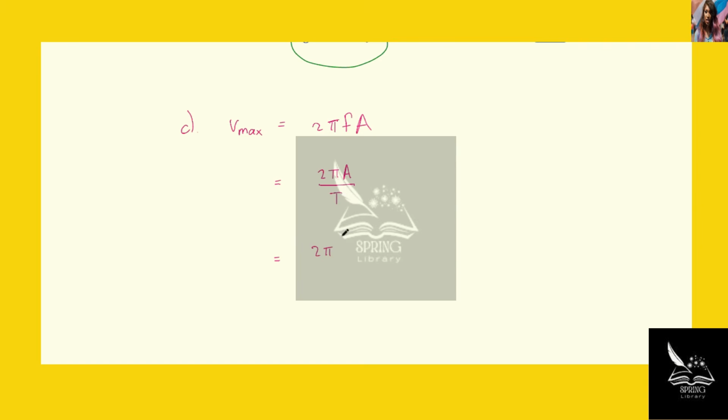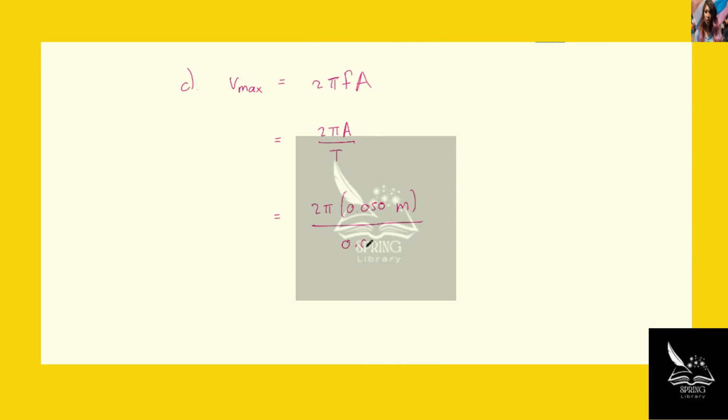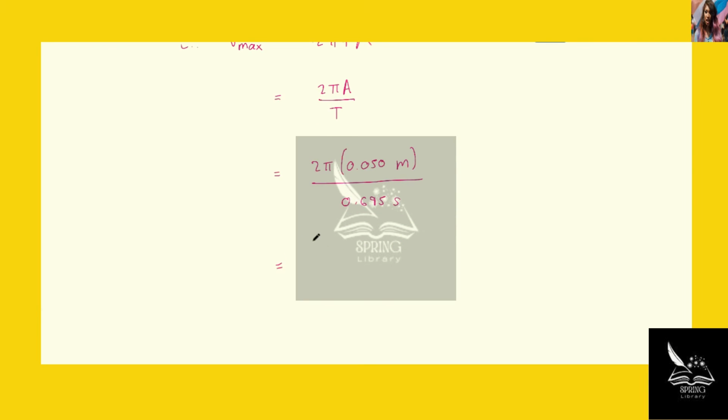So that's 2 pi times 0.05 meters, which is the amplitude of oscillations, 5 centimeters, divided by the period, which we calculated to be 0.695 seconds, which gives us the maximum speed that the fish will reach of 0.452 meters per second.